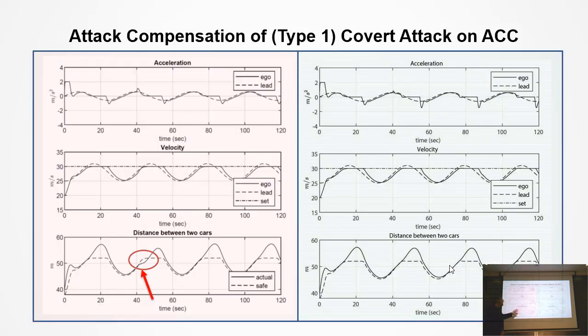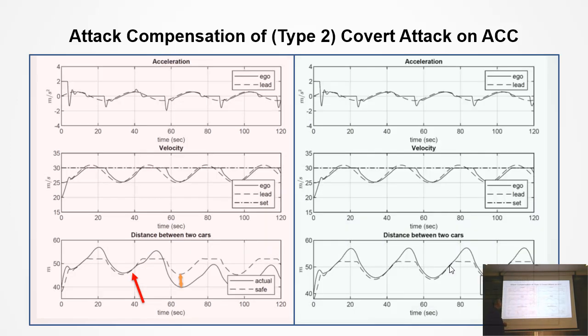This is the first covert attack, in which the attacker tries to temporarily bring the distance of the two cars lower than the safe threshold. As you can see here, without intrusion detection and compensation, it achieves its goal. But with the intrusion detection and compensation, a strategy that we just told you, we keep the safe distance permanently.